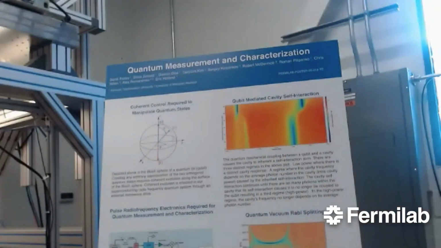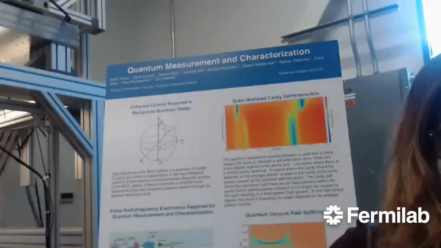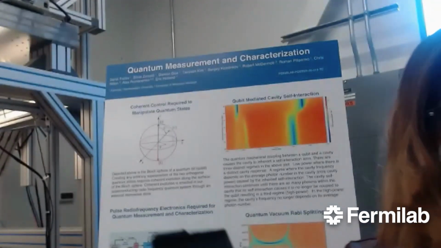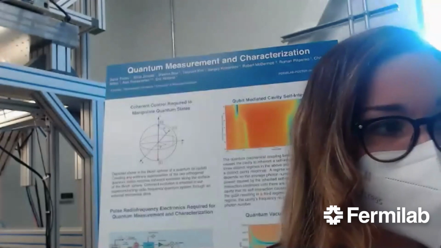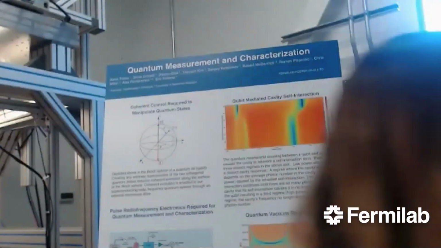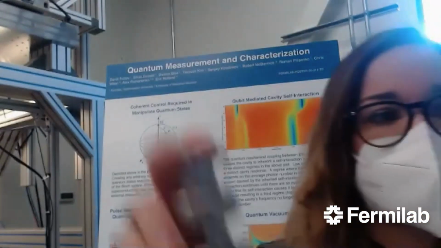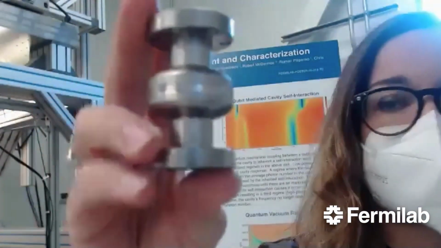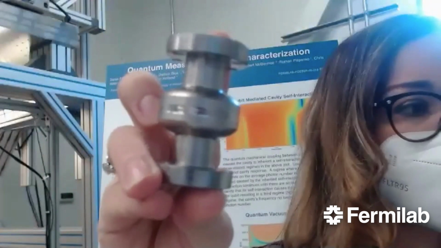Okay, maybe another thing I can show you. Real quick, because I think the background noise might have cut out a little bit. Someone's asking what the metal object that you were showing before was? That is a cavity. That is a smaller one. So this is a resonant cavity.